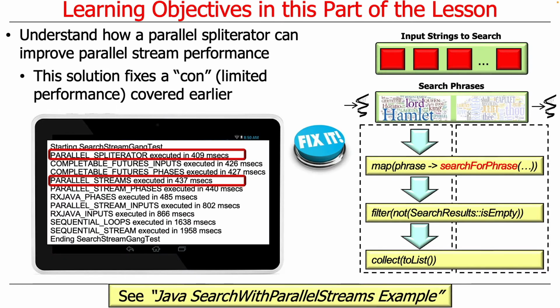This solution fixes a con with the sequential versions we've looked at before, and even the parallel versions that we looked at before, where it didn't totally maximize the use of parallel processing. So this is going to try to take it to the next level. And you can see that this version, the parallel spliterator version, is indeed a little bit faster than the more conventional parallel streams version.